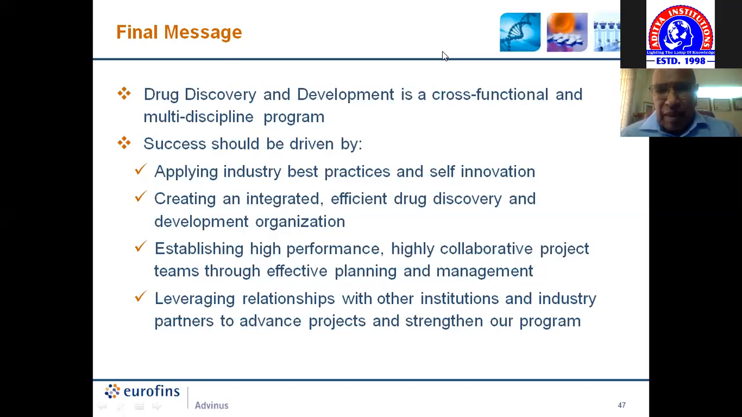So we have a few questions from the chat box. These are from international students at SRM University. This question is, what's your view on toxicology after being in the field? And what principles do you see as most important?